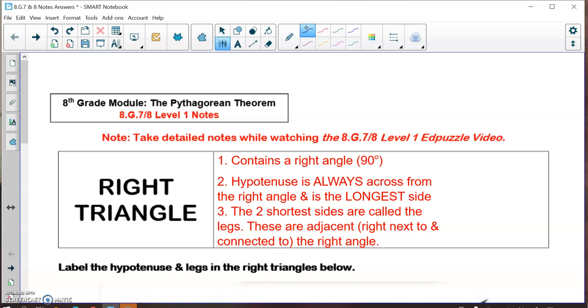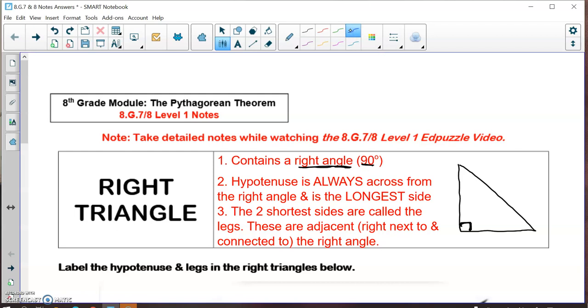This, what I'm about to draw, is an example of a right triangle. Now, if it's just drawn like this, we cannot assume that it is a right triangle. You need this little box in your triangle to say that it is a right triangle. That little box means that this is a 90-degree angle. And every right triangle contains a right angle or a 90-degree angle. And that little box, again, remember, means that it's 90 degrees.